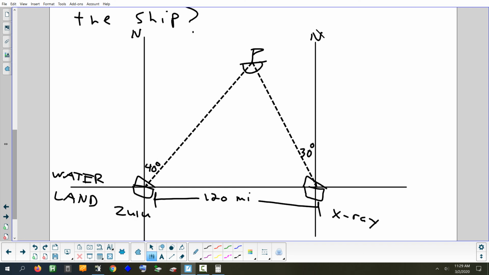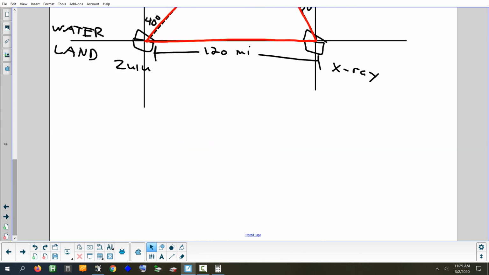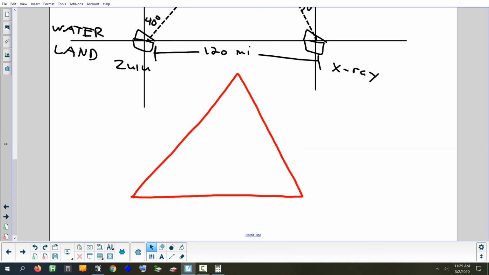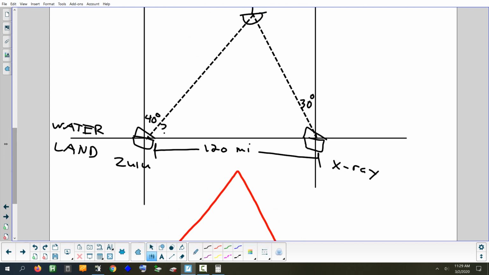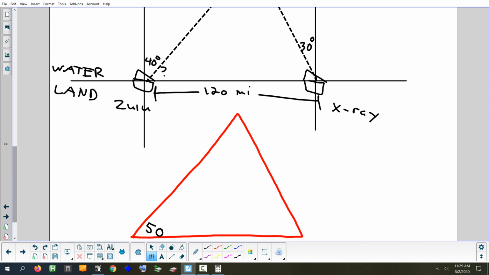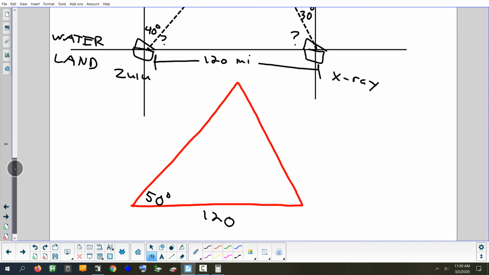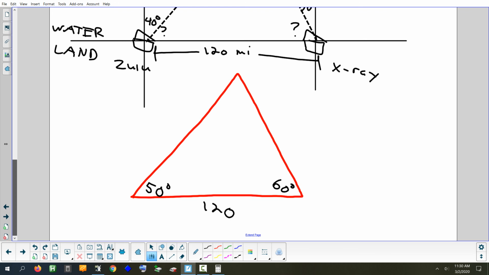Now, are those angles actually part of our triangle? No. What we really want is the complementary angle. So I'm just going to take that triangle, move it down there. That's 120. What's this angle? 50. And this angle? 60. And now the word problem part of this is done. All we have to do now is find the two sides.